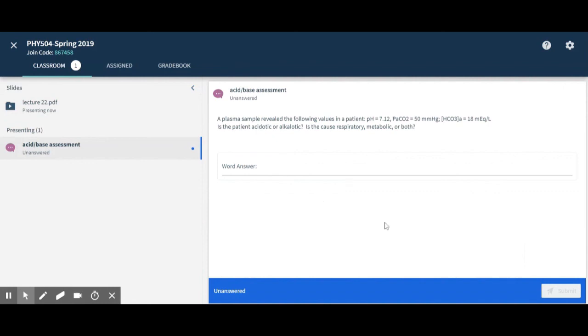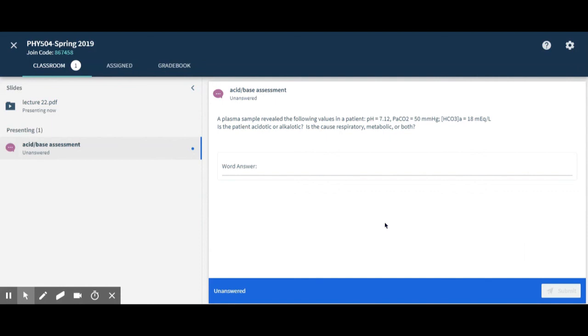So let's say you have these values where your pH is 7.12, your arterial CO2 is 50, and your bicarb in the arterial is 18. First of all, is this acidosis or alkalosis? Acidosis, below 7.35. What about the PaCO2? Is that high or low than normal? It's high. So is that contributing to acidosis or not? It would cause acidosis, right? So since the PaCO2 level matches what we actually see as the pH, it's one of the problems.